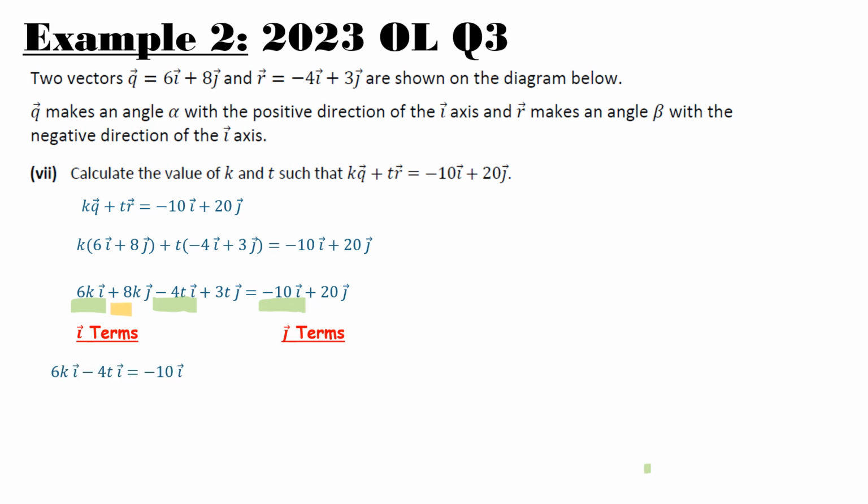My second equation is coming from the j terms. So we can say those plus 8kj plus 3tj should equal 20j. Effectively, for each of those, we're simply going to ignore the i's and the j's. So for the i terms, we get this equation. I can divide that across by 2, so I'm going to call that my first equation. I'm going to do the same with the j terms, get rid of the j's, ignore them. There's nothing I can do here, so I'm going to call that my second equation. And this is how we've created our two equations that we need to solve for two unknowns.